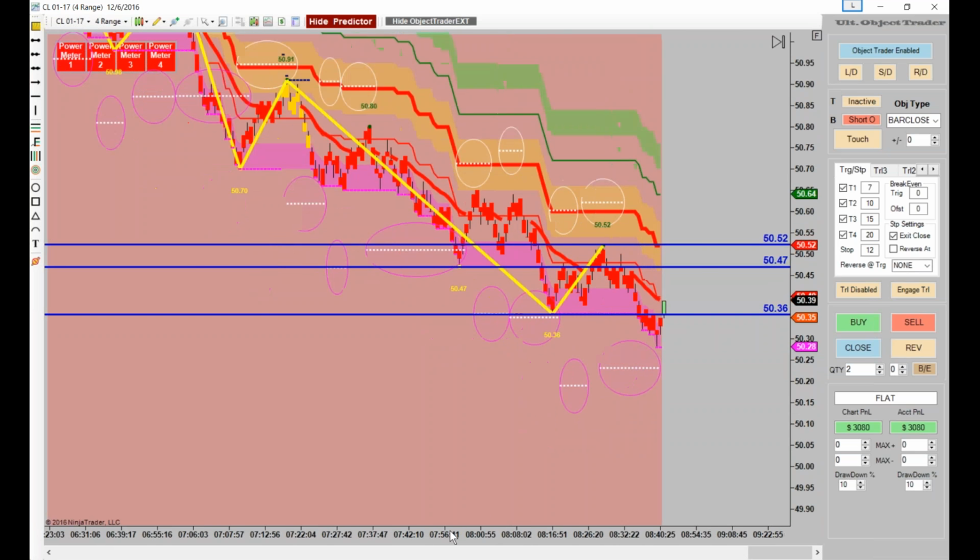Okay, so what is it going to take to change trends on crude? It would take taking out 52, right?